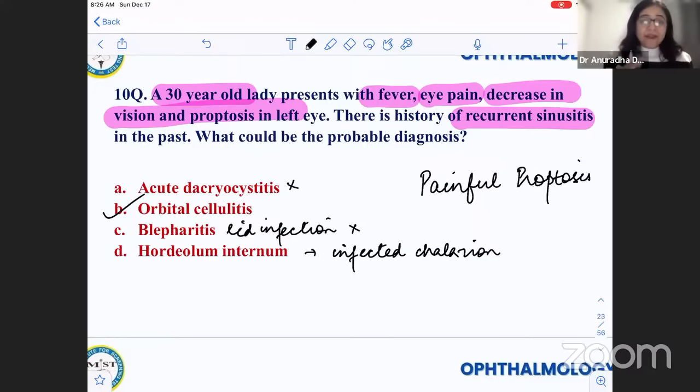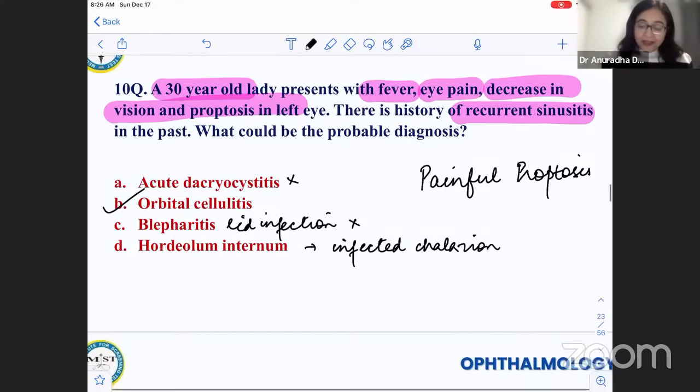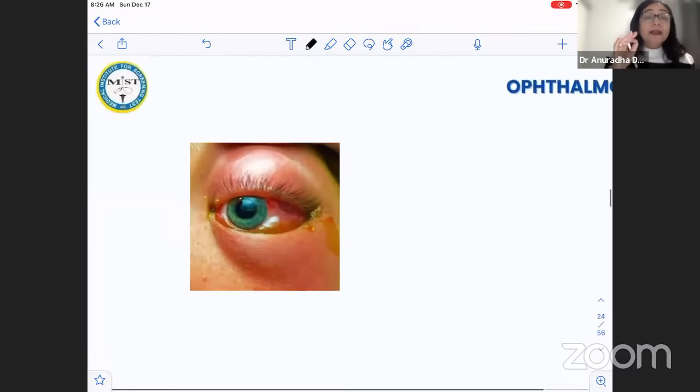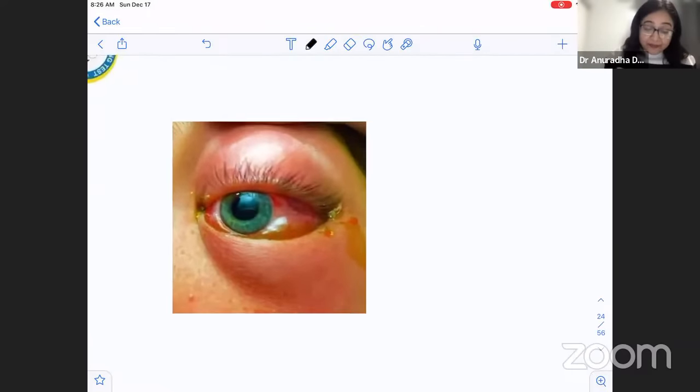Orbital cellulitis. So infection comes from the sinus and it involves the soft tissues of the eyeball, leading to an ocular emergency. This is an ocular emergency. So this will be the clinical picture.